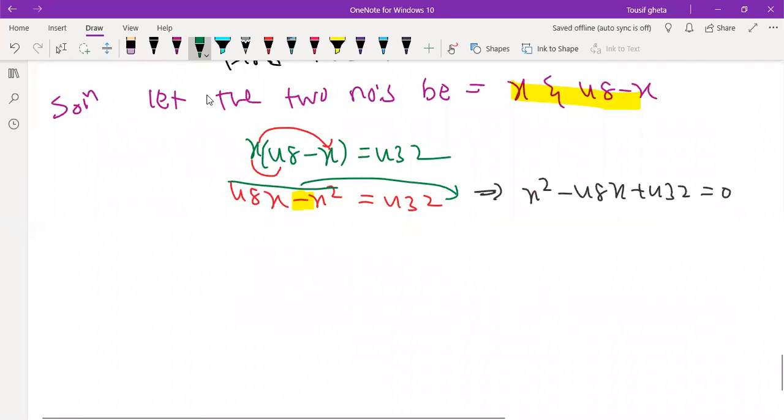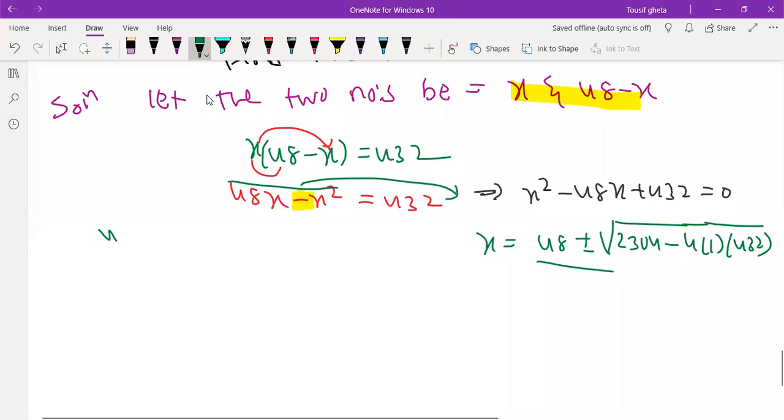x is equal to minus b, which means plus 48, plus or minus root of b square. 48 square means how much? Anybody know 48 square? 2304, very good. Minus 4ac means we will get 4 into 1 into 432. You can use any method, whichever you want. Factorization also you can do.